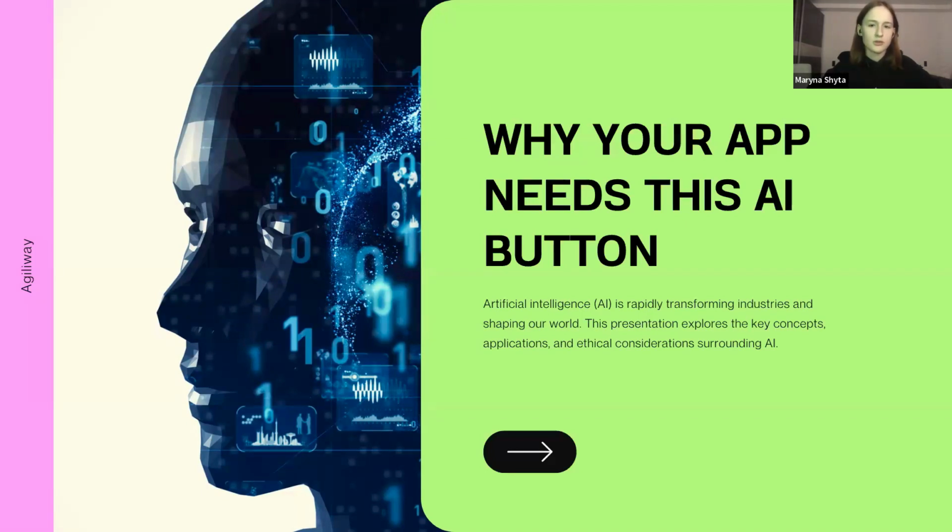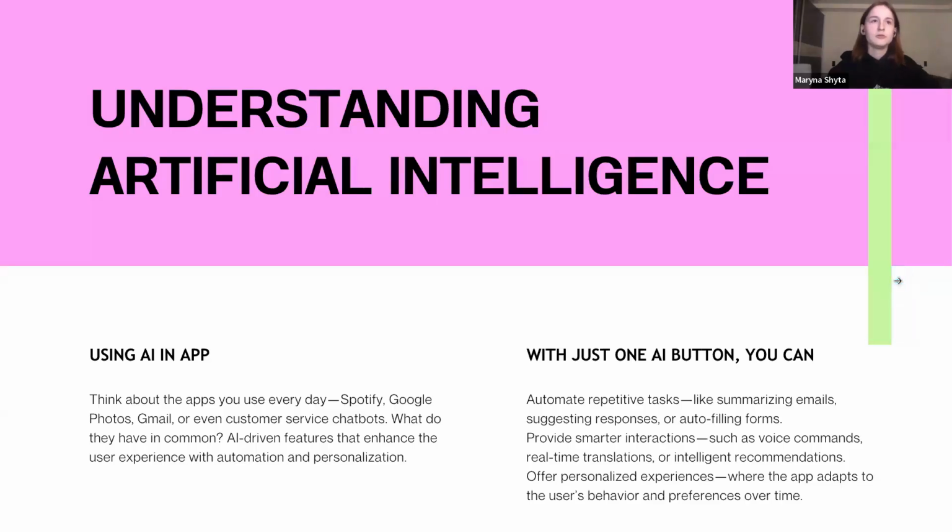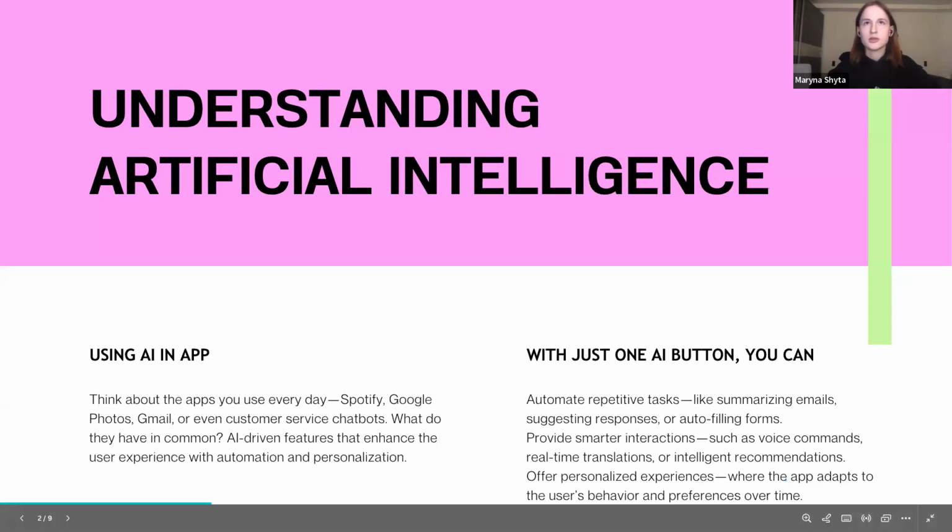think about the apps which you use every day, like Spotify, Google Photos, Gmail, and other stuff like service chatbots and so on. What they have in common is basically AI-driven features that enhance the user experience with automation and personalization. So now imagine embedding the same intelligence into your app.